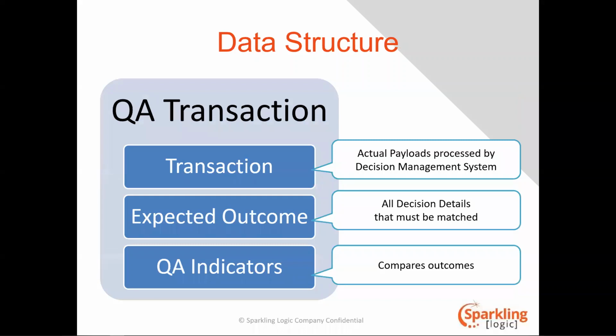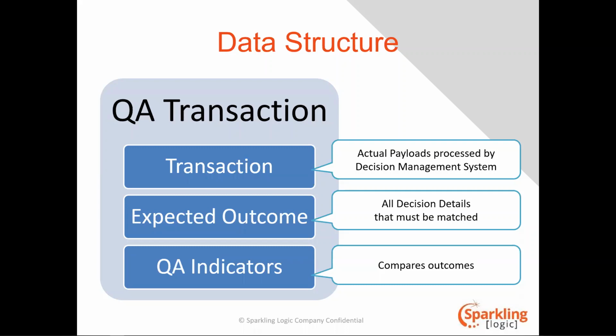So the data structure typically will contain your transaction. So your transaction is your normal payload for your project. It's your input, and then it will have the output that goes back to the system. For QA testing, for regression testing, what you want to do is to expand on that and add 2 additional sections to your transaction. Those 2 obviously don't exist in the actual decision project or decision service that will be deployed. The first one is the expected outcome.